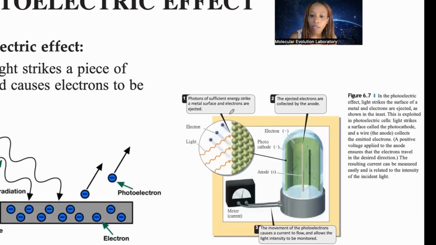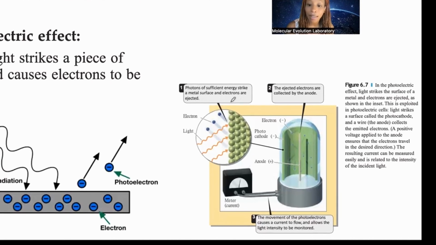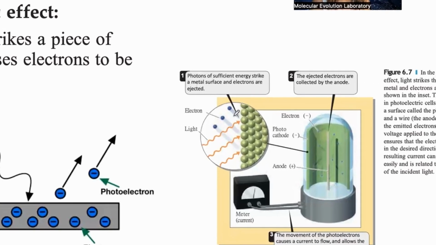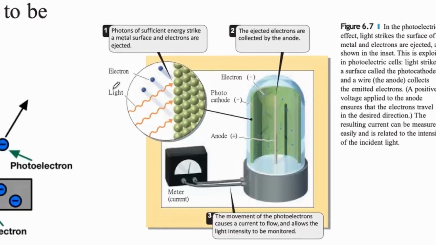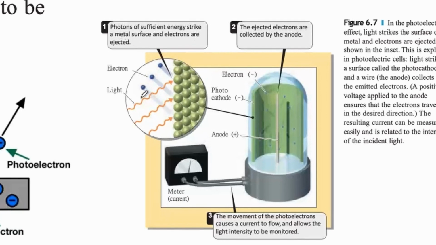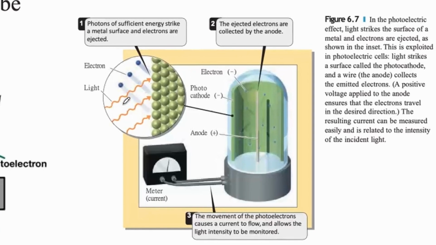So here a photon of sufficient energy strikes the metal surface and the electron is ejected. The photon comes in the form of electromagnetic radiation of sufficient energy and frequency. It strikes the surface, which results in ejection of an electron. Ejected electrons are collected by the anode. The light strikes the surface, which is a photocathode, and the electrons are collected in an anode here.